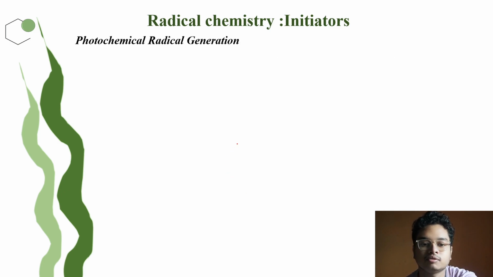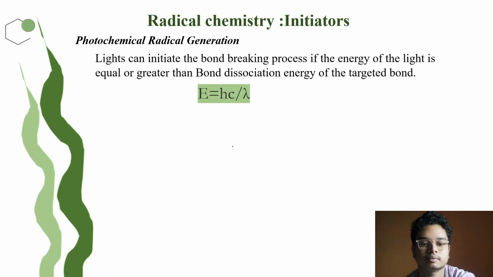Next, we are talking about photochemical radical generation. As we discussed, in thermal radical generation we use an initiator, which we already discussed in brief. So now let's talk about photochemical radical generation. We already know that light can drive the bond-breaking process if the energy of the light is equal to or greater than the bond dissociation energy of the targeted bond. And we all know that in the formula E equals hc by lambda, the lesser the wavelength of a light, the higher its energy.